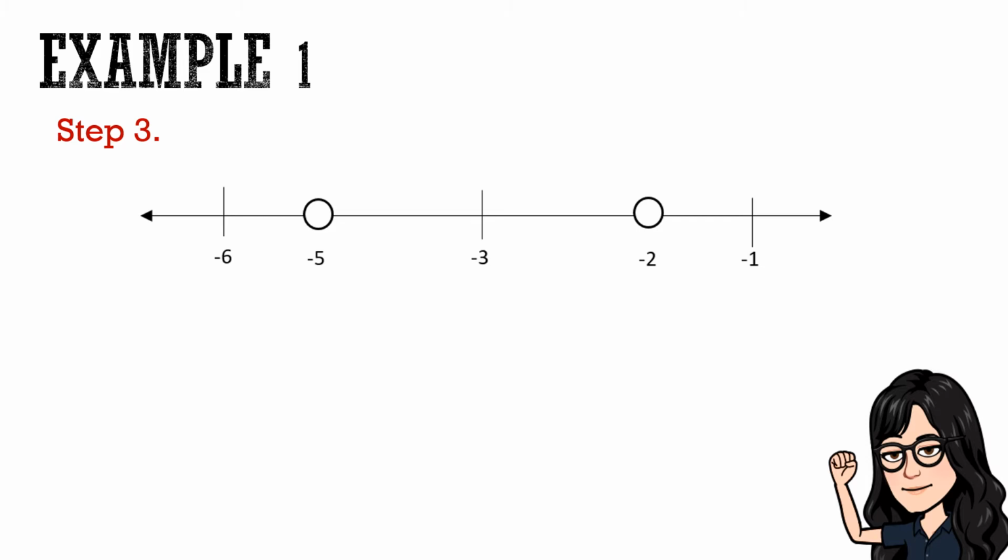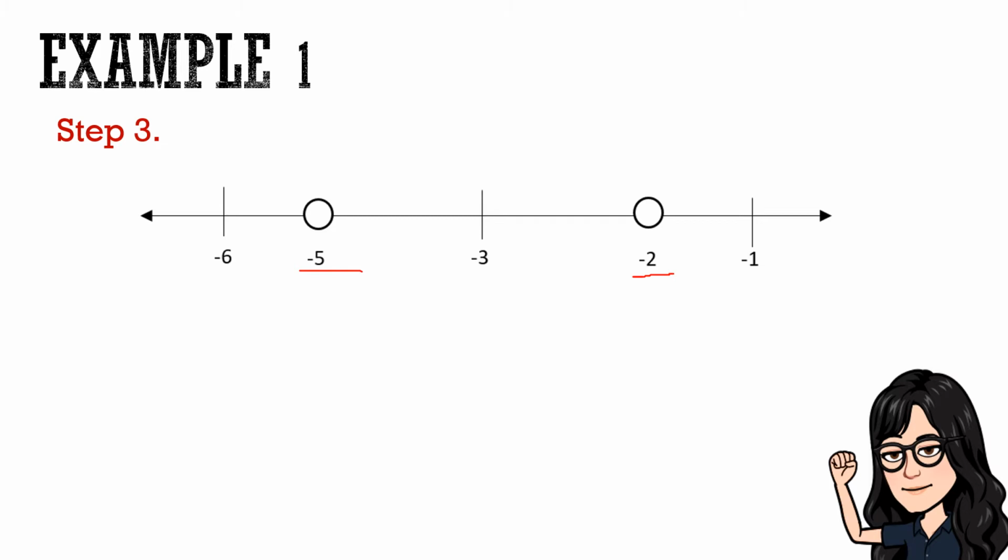Now, remember that our two boundaries are negative 2 and negative 5. How to get the test point? So I'll be getting one number for my first region. In this case, I will get a number before negative 2. So I get negative 1.